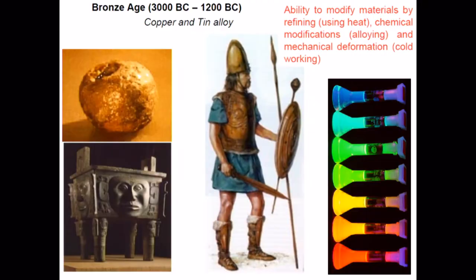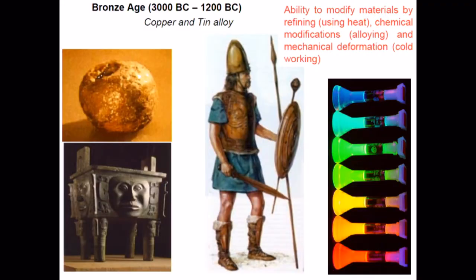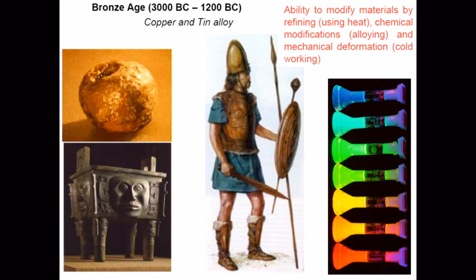Then the Bronze Age, 3000 BC to 1200 BC, had the ability to modify materials by using heat, annealing or refining, chemical modification, and mechanical deformation. Again, now we try to modify the material properties by annealing or heating or mechanical work, also chemical work. These are all, again, nanoparticles of different sizes which exhibit fluorescence from blue to red.